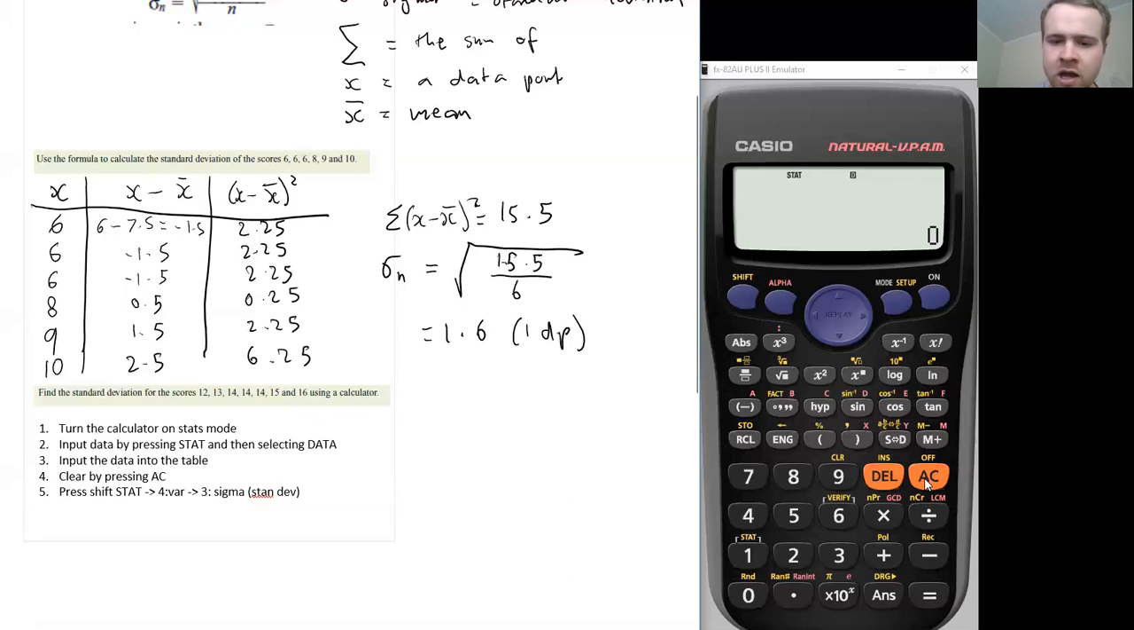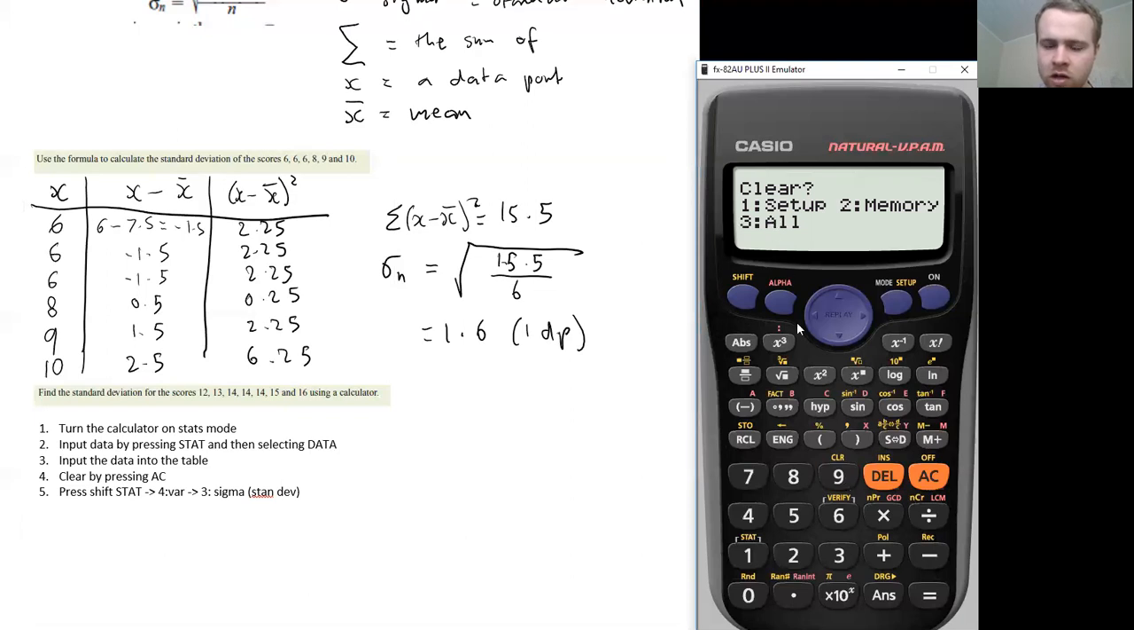So let's do this again. Now to clear your memory, we need to go Shift 9, and then Clear All memory, and then Yes, and then AC to get back to where we are. So now we've cleared, so we've got rid of that table, so we can make a new one. We're going to go Mode, turn it into Stat mode again, and then AC. And then we're going to go Shift, STAT, Data, so that we can enter our data points here.